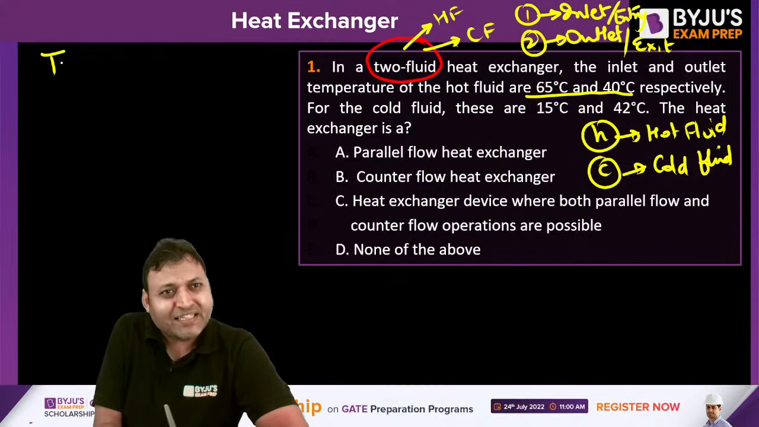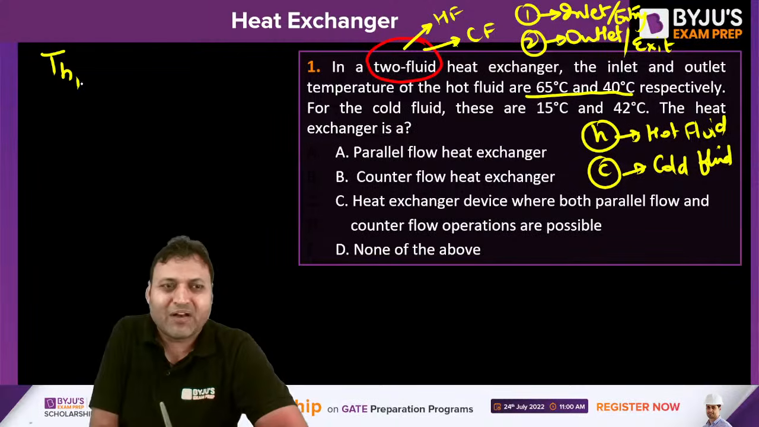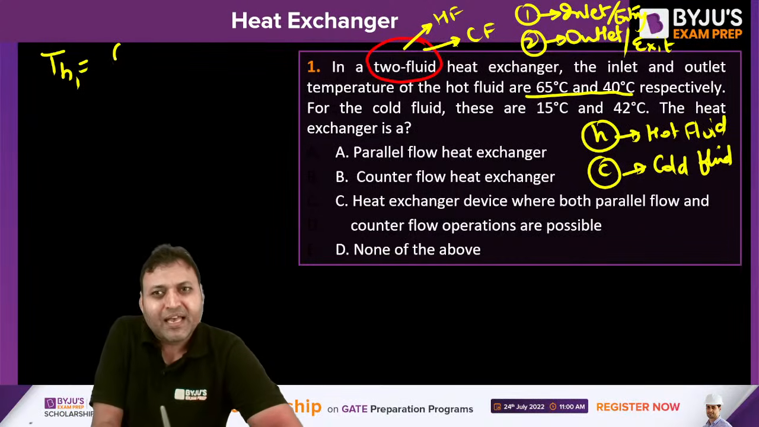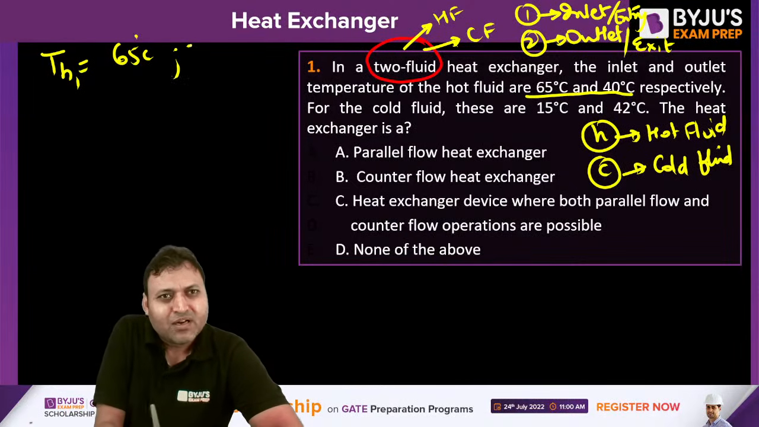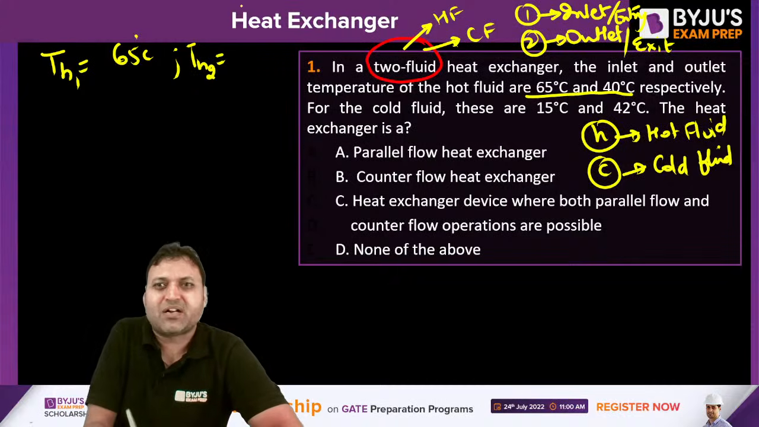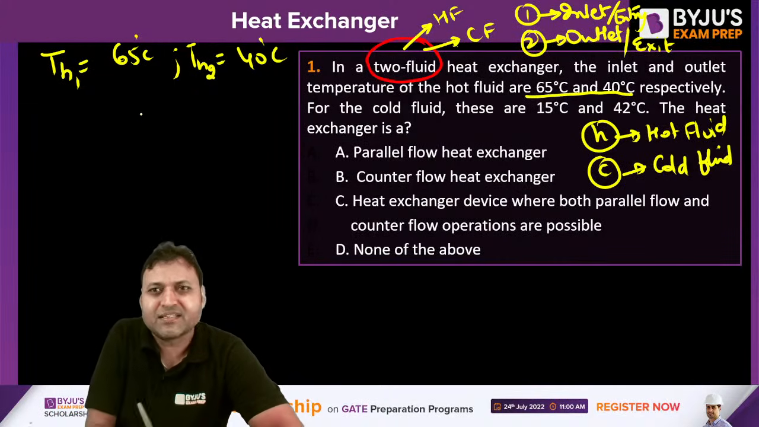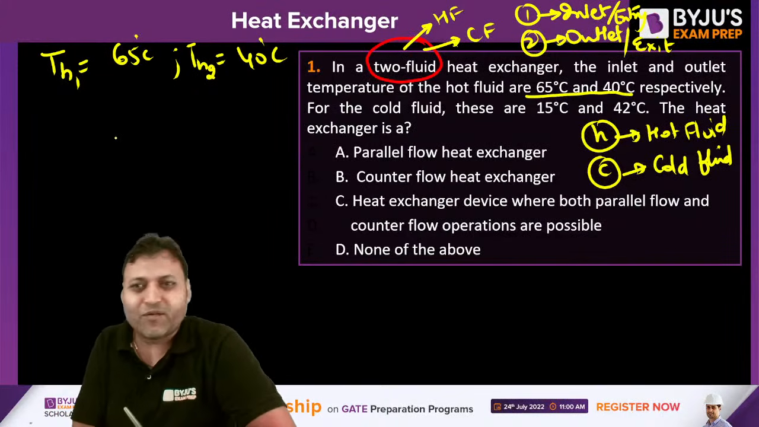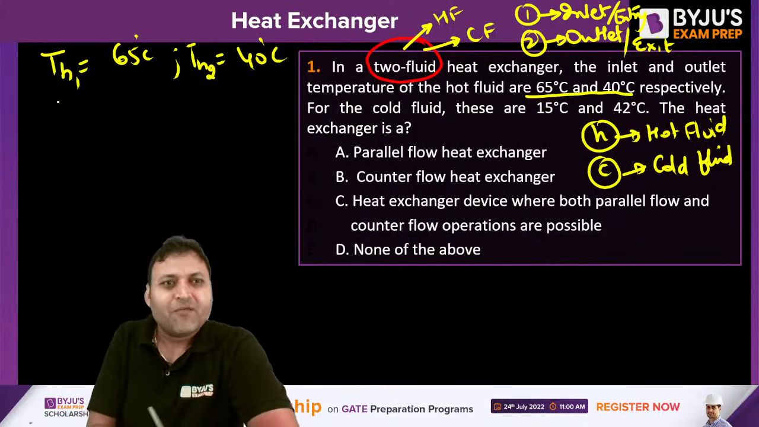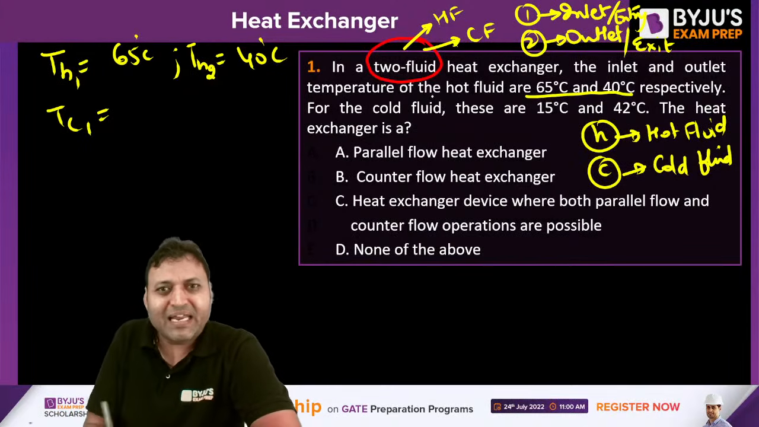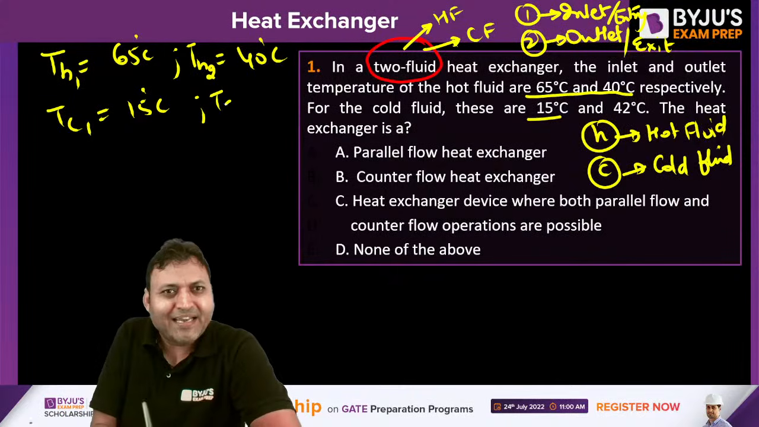So we can say TH1, inlet temperature, 1 for inlet, H for hot fluid, is 65 degrees Celsius. TH2, outlet temperature of the hot fluid, is 40 degrees Celsius respectively. And for the cold fluid, these are 15. TC1, inlet temperature of the cold fluid, is 15 degrees Celsius, and TC2 is equal to 42 degrees Celsius.